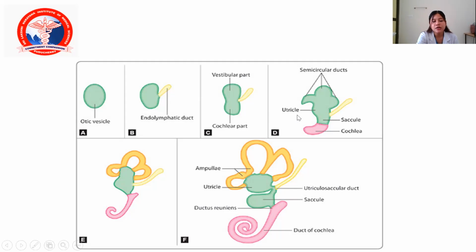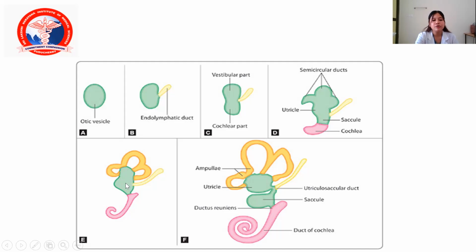Now the ventral saccular part will develop into the saccule and duct of cochlea. The dorsal utricular part will develop into the utricle and three semicircular ducts.